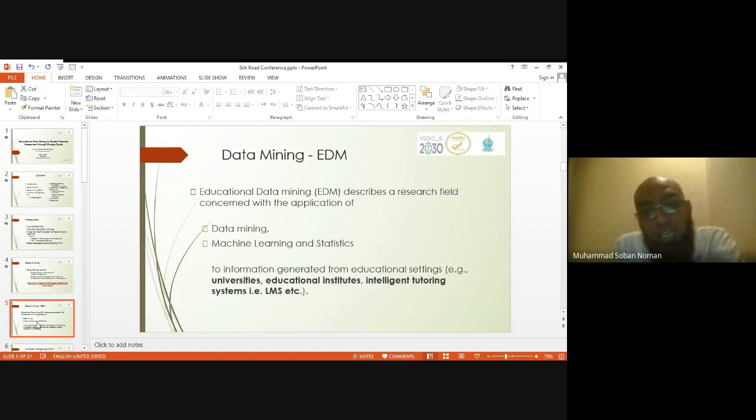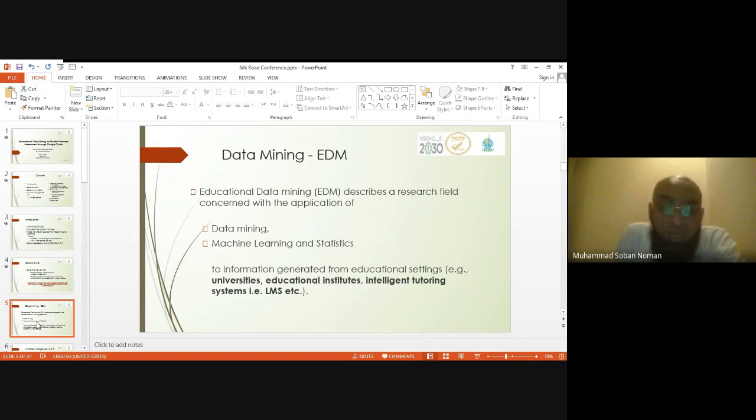So what sort of data? Any sort of data that comes from universities, schools, colleges, and not only the departments or the management of schools, but also the data that comes from the LMS. We have a lot of data from Blackboard.